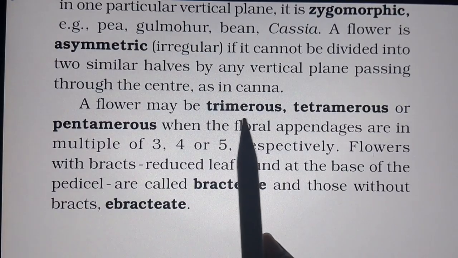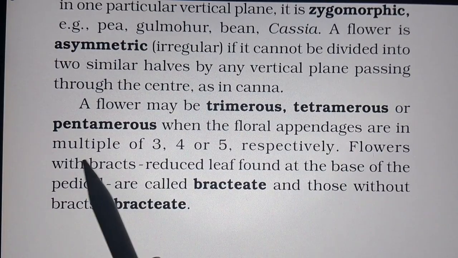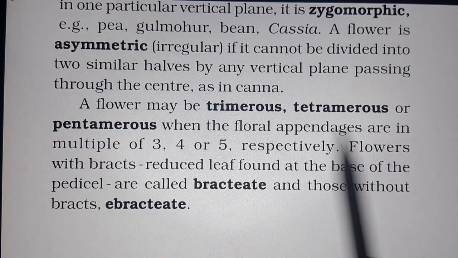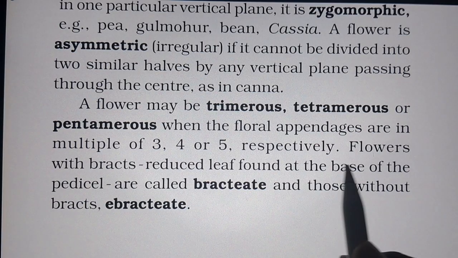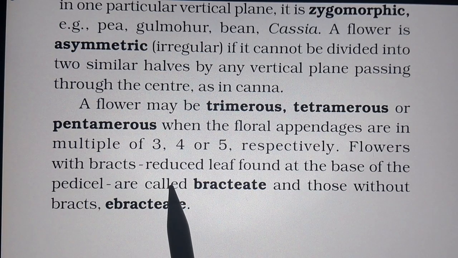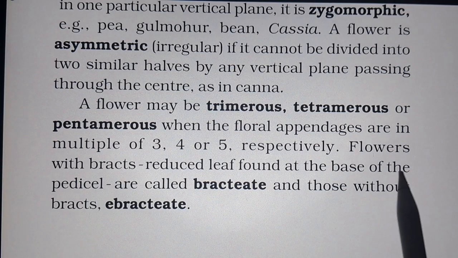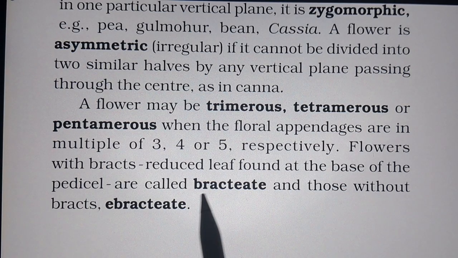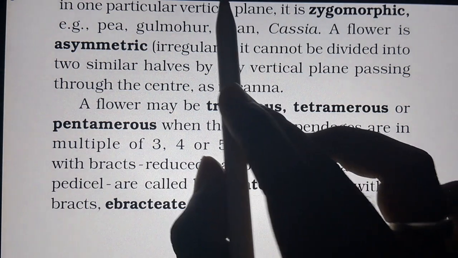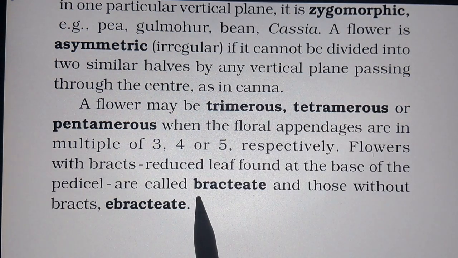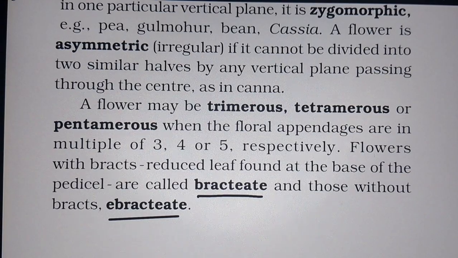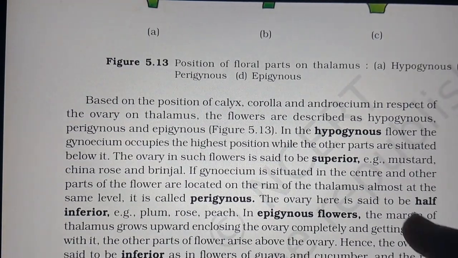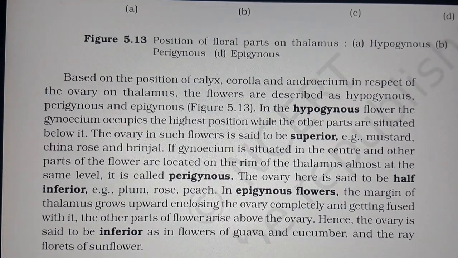A flower may be trimerous or tetramerous or pentamerous when the floral appendages are in multiples of 3, 4 or 5 respectively. Flowers with bracts, reduced leaf base found at the base of the pedicel, are called bracteate, and those without the bracts are called ebracteate.